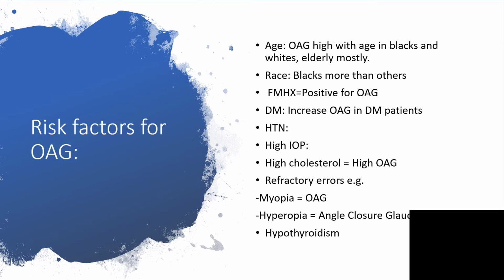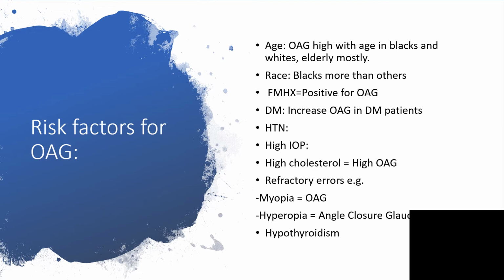What are the risk factors for open-angle glaucoma? Age. And someone will ask me, is it a sin to get older? No, but I'm presenting the facts here. Open-angle glaucoma is high with age in blacks and some whites. So it's a disease of the elderly in blacks mostly, but Europeans are not out of it, so whites are not completely out of it. They can also have it.